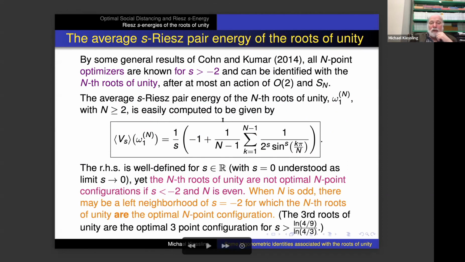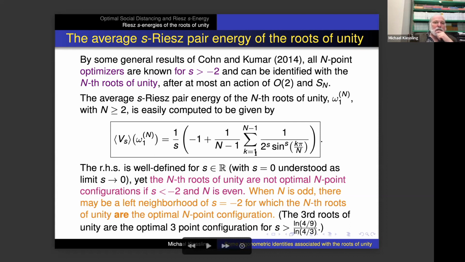And it's easy to work out what is the average Riesz pair energy of the roots of unity. I indicated it by an index 1 here. And this is what you get. This is simply summing over all possible angles, but you pick just one fixed point out of the n, and then you ask what are the distances to all the remaining points, so n-1 of them, you average over those. And of course, this 2 times sine of k pi over n is exactly the distances in such a configuration. And that's the Riesz power, of course, that you have here.